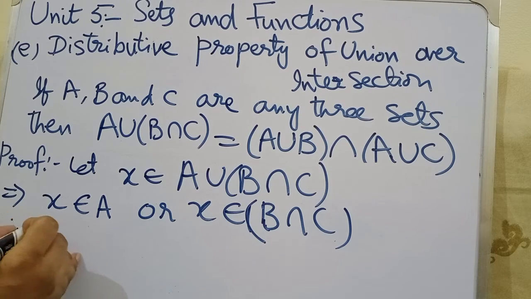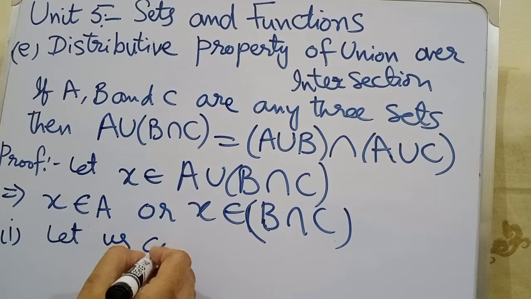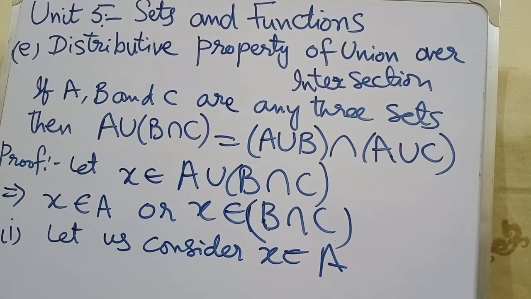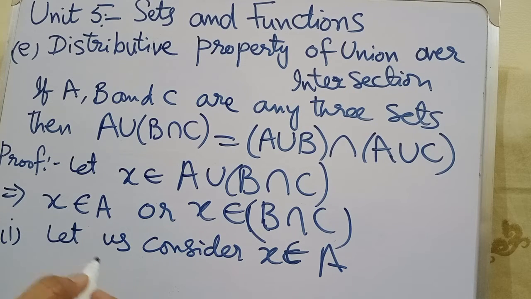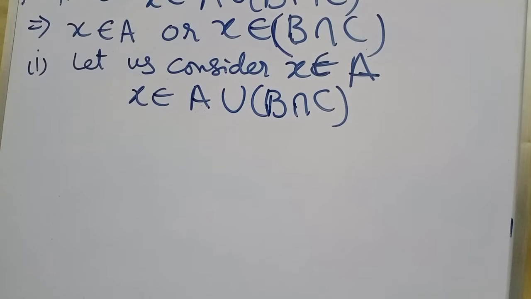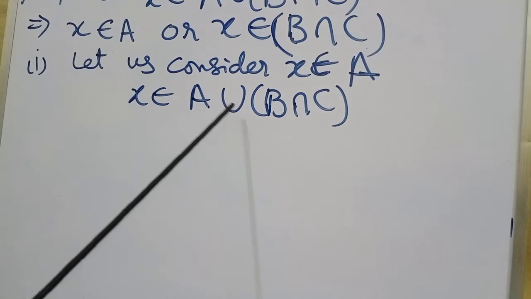First, we consider that x is an element of A. Let us consider x belongs to A. So it is obvious that x belongs to any set union with A. If x belongs to A, it means x is an element of any set union with set A. So we can say that x belongs to A union (B intersection C).